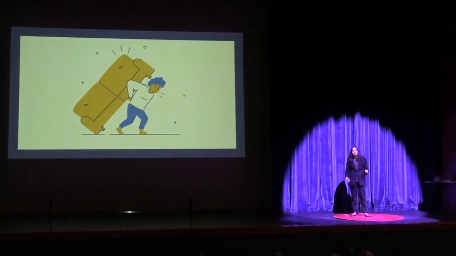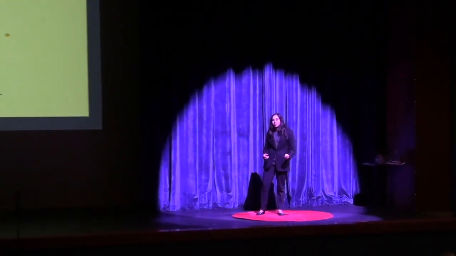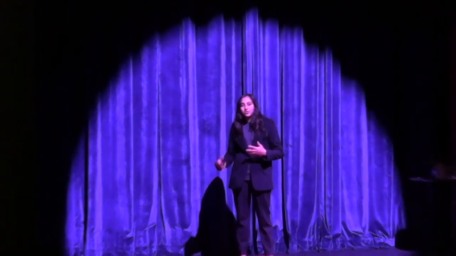So the next time that you're faced with a corner and a sofa, how are you going to figure out your own version of the moving sofa problem? What will you make it out to be? And how will you move that sofa?